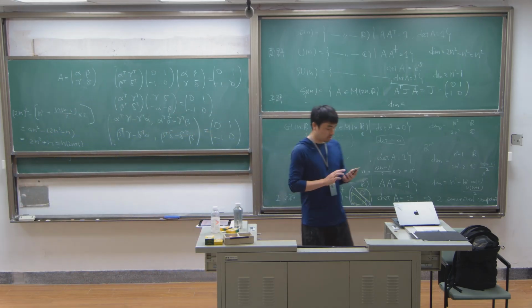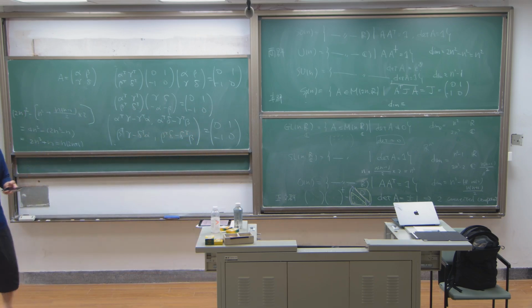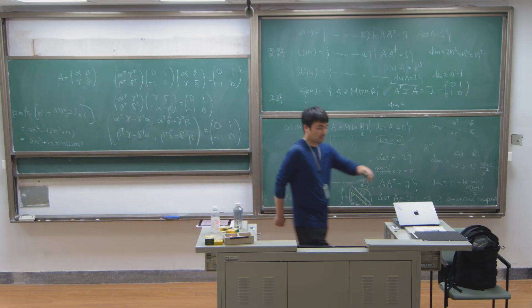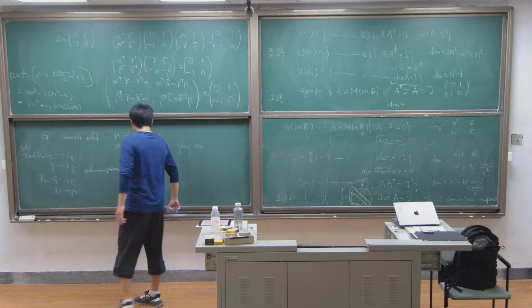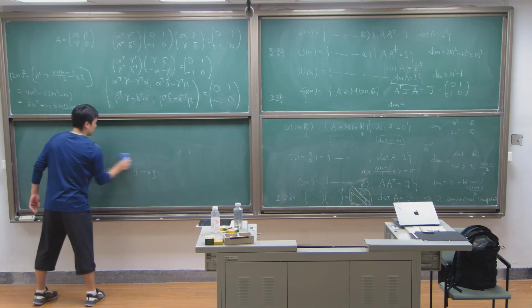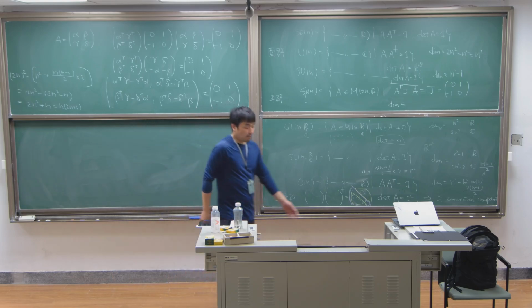Let's check my calculation is correct. What is the dimension of the symplectic group? Yes, it's correct. Good. Wonderful.